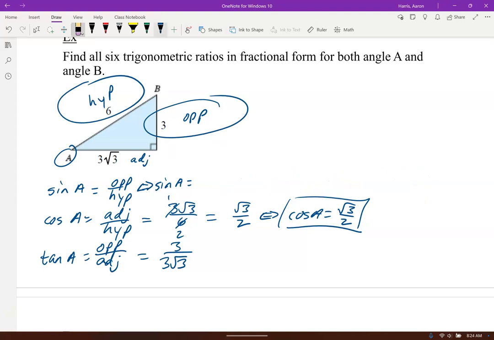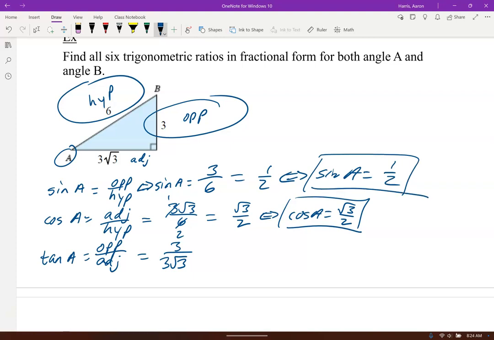Good grief. Making a mess. Sorry, it's opposite over hypotenuse, 3/6. So there's my 1/2. So sine of A is 1/2. Gosh dang, sorry about that.